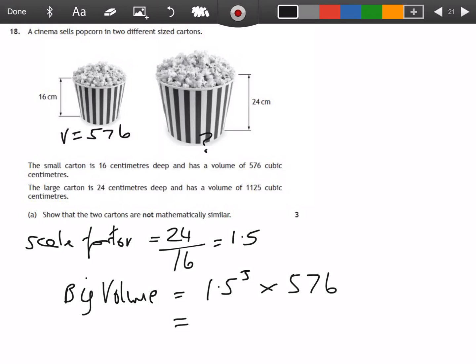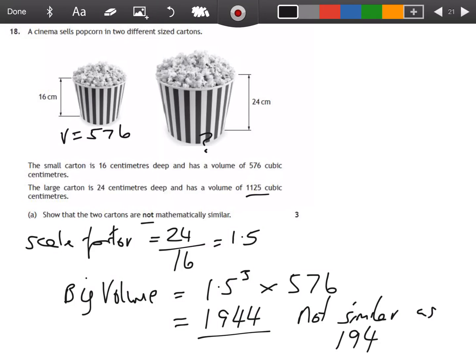Cube it and times it by 576, which gives you 1944. So if they were similar shapes, that would be the volume of the big one. So they're not similar, because it's obviously not the correct volume. It says the volume of the big one is actually 1125. So they're not similar shapes, because 1944 is not 1125. That is the most common way that people would tend to do this one.